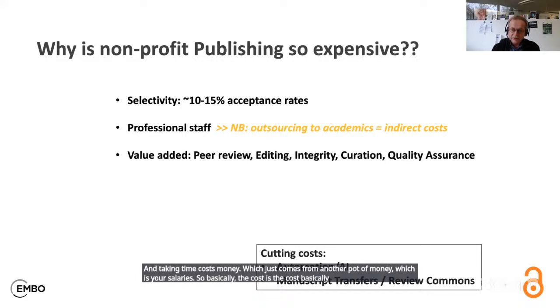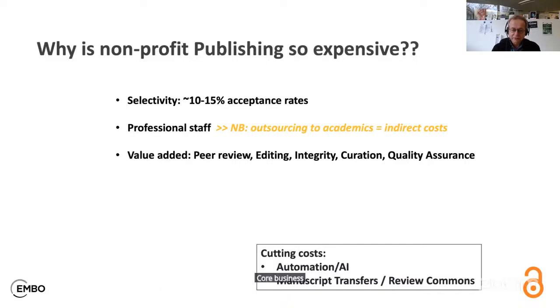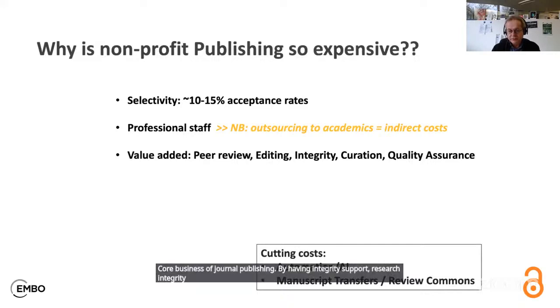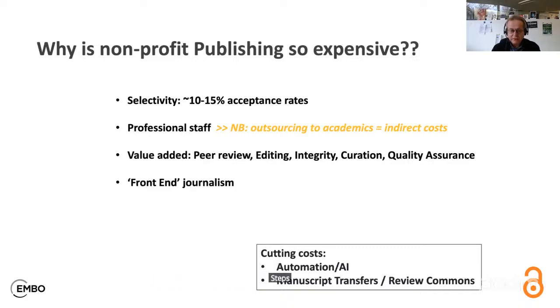We are also trying really hard to add value beyond the classical peer review and editing, the core business of journal publishing, by having research integrity support, data curation support, and quality assurance steps all the way through. And I'm going to outline some of these. We also have a journalistic side to the journals, and that's something I'd be very interested in your feedback on.